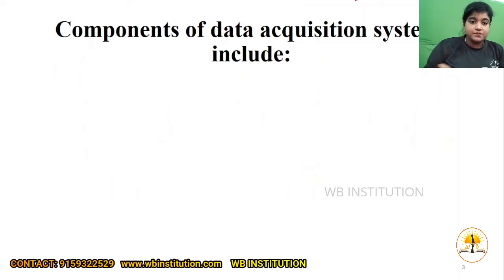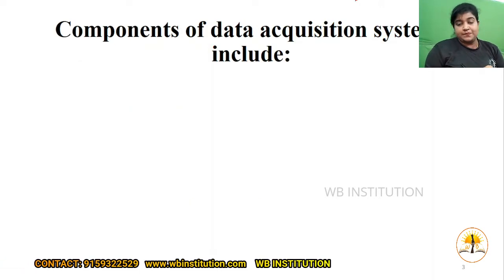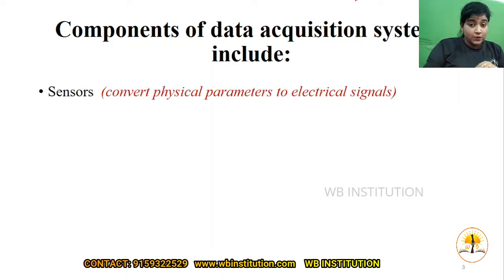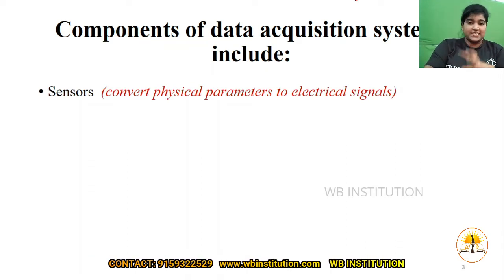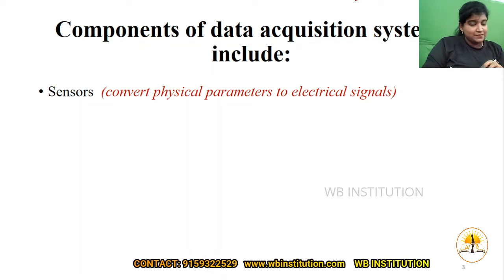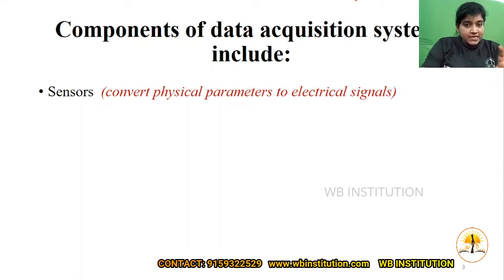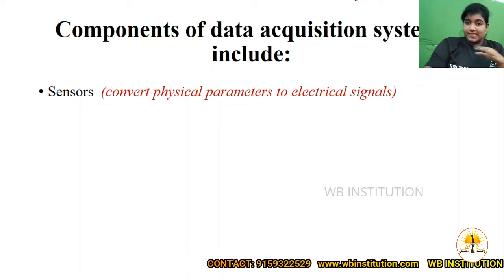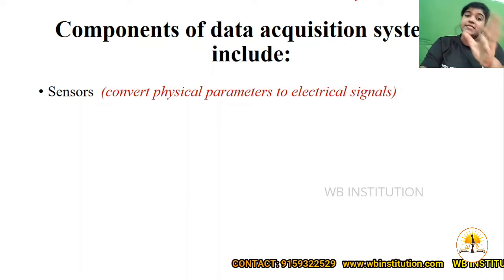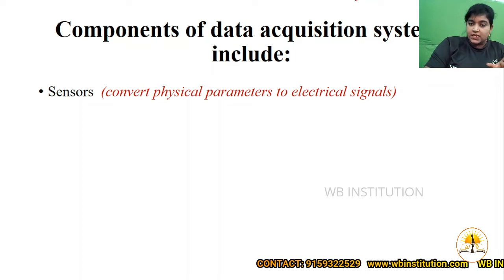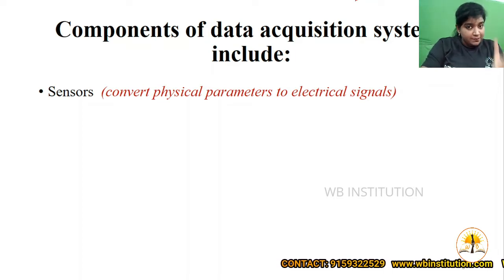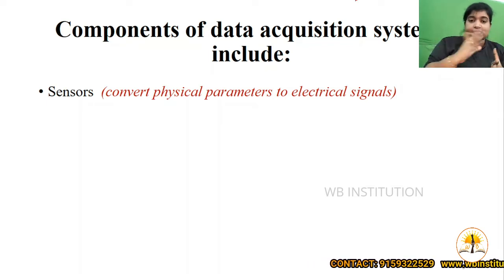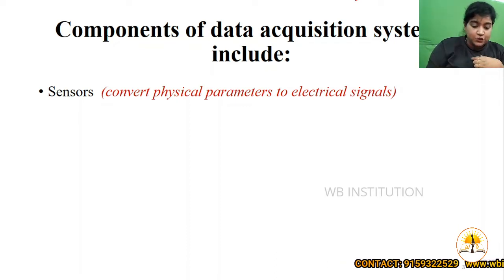Clear? Now, components of an acquisition system. We'll have 4 or 5 components. Among those, the 3 most important components are these. The first one is the sensor. What is the main purpose of a sensor? The sensor is used to sense the physical parameter and convert it into an electrical signal, or else it directly sends the electrical signal. So the first component is your sensor.